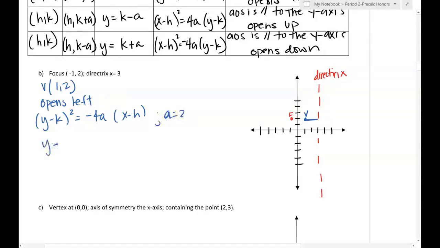Y minus k is 2. So that's going to be -2 squared equals -4 times 2. I'm just going to write straight up 8, okay? Times x minus 1. Let's box it up. That is our final equation.